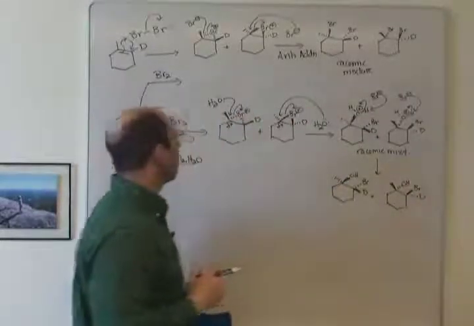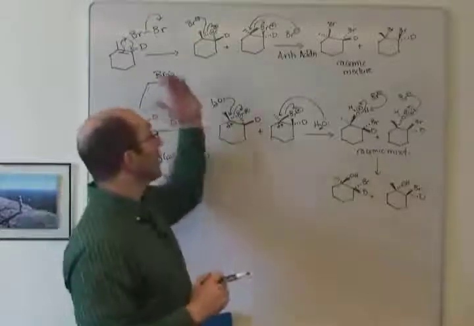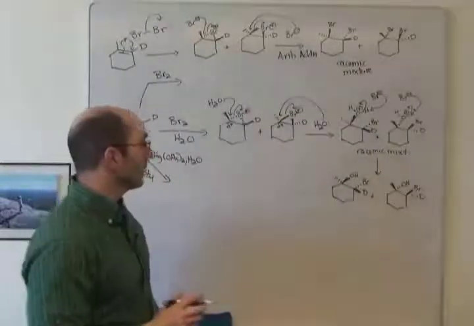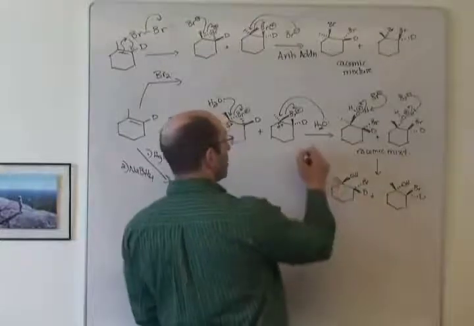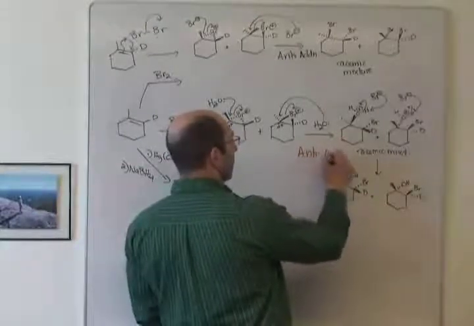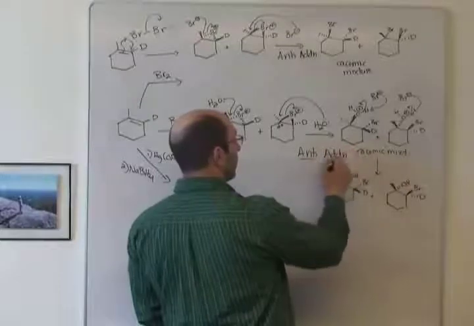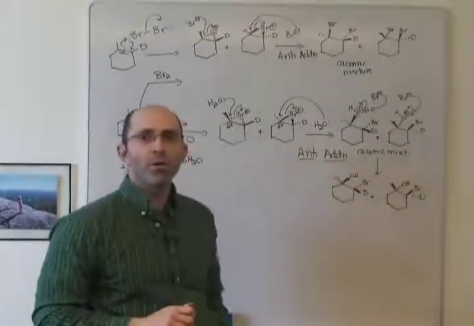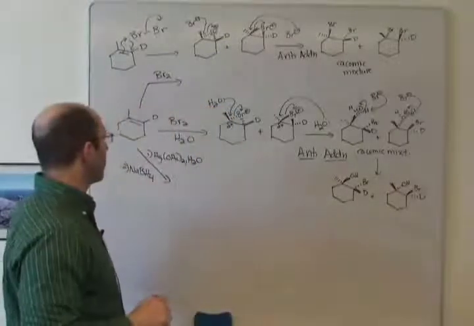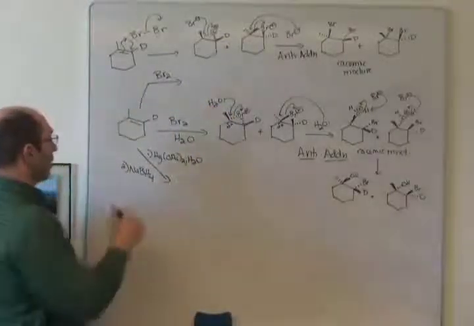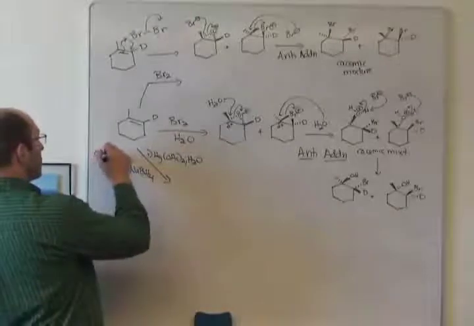Right, and again, hopefully it's clear, just like the Br2 addition, that this is an anti-addition. So we have OH and Br anti, OH and Br anti. So this is an anti-addition. And again, we're adding the water to the more hindered position because that's going to be the more electrophilic. So our final alkene reaction is oxymercuration, demercuration.